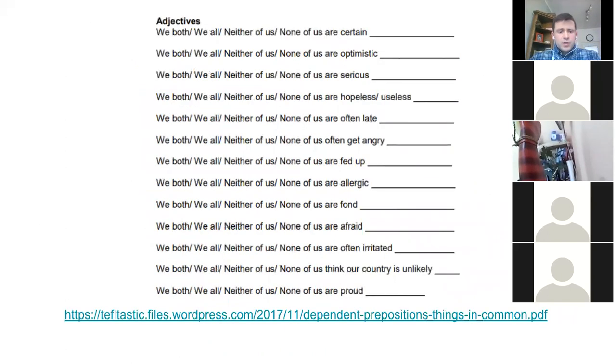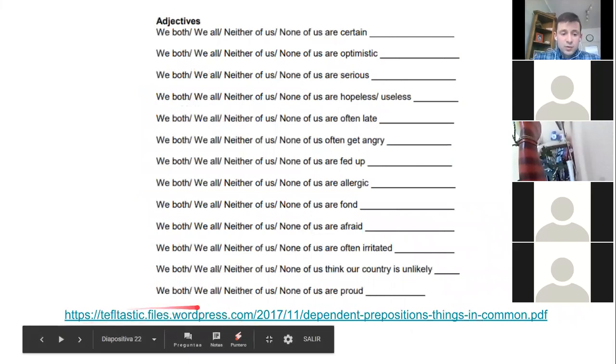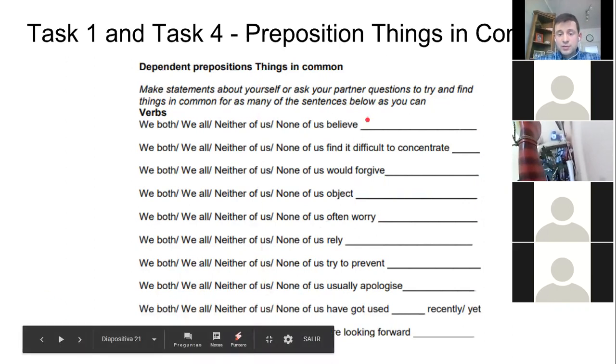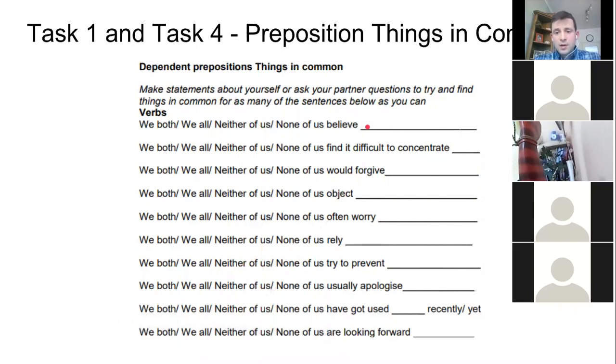This is a nice sheet. The link is on one of the slides, so hopefully it will be on the Latte website later on, and you can just click on the link. But this is about prepositions, which are very problematic for many of my students, and it's something which really needs a lot of attention in this last stretch before the exam. So, taking all these sentences, students write in the preposition. So, none of us believe in. So this is the first stage. They write in the preposition. They believe in. Find it difficult to concentrate on. Would you forgive us for? Would forgive for.